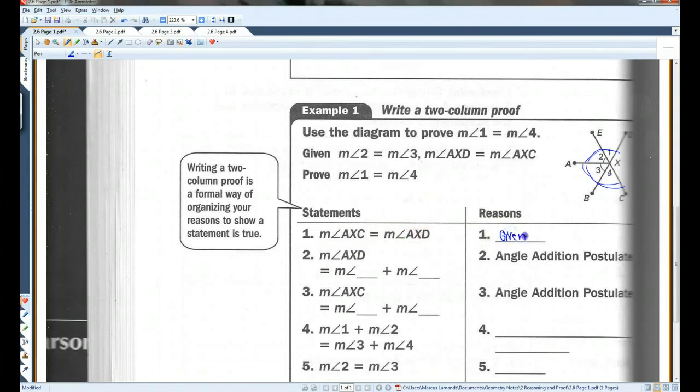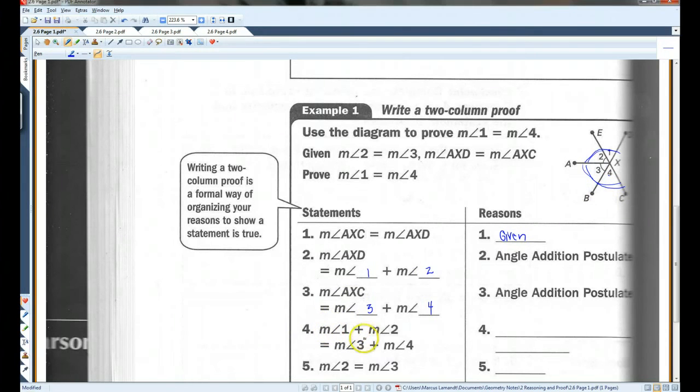We're given that, so we're going to write given. The measure of angle AXD equals the measure of angle 2 plus the measure of angle 1, or 1 plus 2. That's the angle addition postulate. Hopefully you guys remember that. Likewise, the measure of angle AXC equals the measure of angle 3 plus the measure of angle 4. And we know this because this angle is made up with this angle and this angle, and this angle is made up with these two angles.